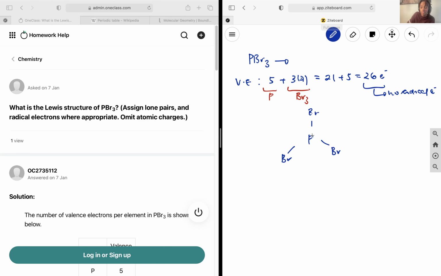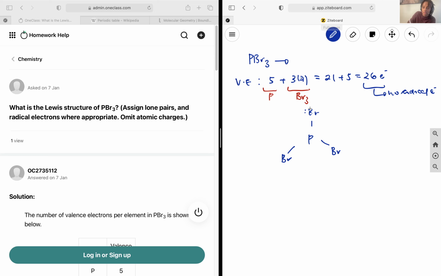If you'd like to know why I've chosen P as the central, we know that the central atom should be the one that can make the most bonds. We can calculate how many bonds each one of them can make. The bromine can make 8 minus the valence electron, so that's 8 minus 7, so each can make 1 bond. Meanwhile, the phosphorus can make 8 minus 5, so 3 bonds. And so it can make more bonds, so it should be the central.